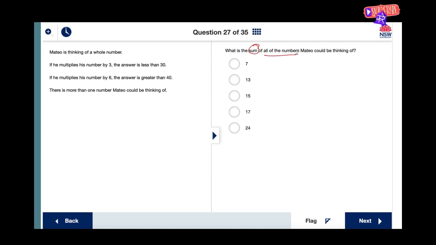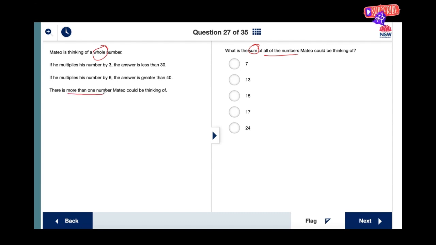For example, if they just said, what is a number? Students could be working backwards to find the number. But yes, so this is just adding another layer of difficulty. So here, if I'm looking at the information here, Mateo is thinking of a whole number. So this is whole, that's very important. If he multiplies his number by 3, the answer is less than 30. If he multiplies his number by 6, the answer is greater than 40. There's more than one number, and we know that because it's the numbers, it's plural.